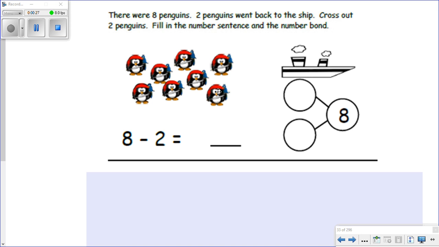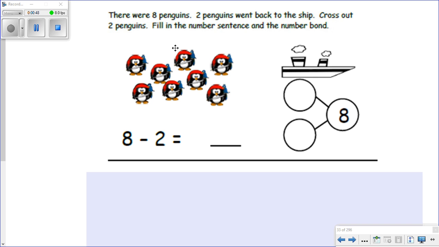Here we have a story problem, and we can tell by looking at the picture that it's about penguins. So read the story problem with me. There were 8 penguins. 2 penguins went back to the ship. Cross out 2 penguins. Fill in the number sentence and the number bond.